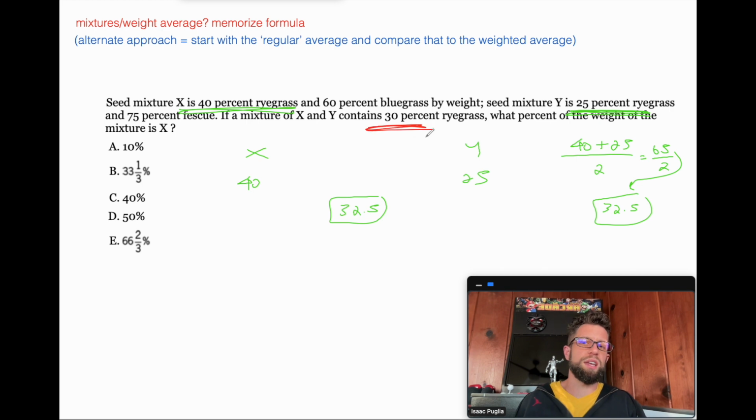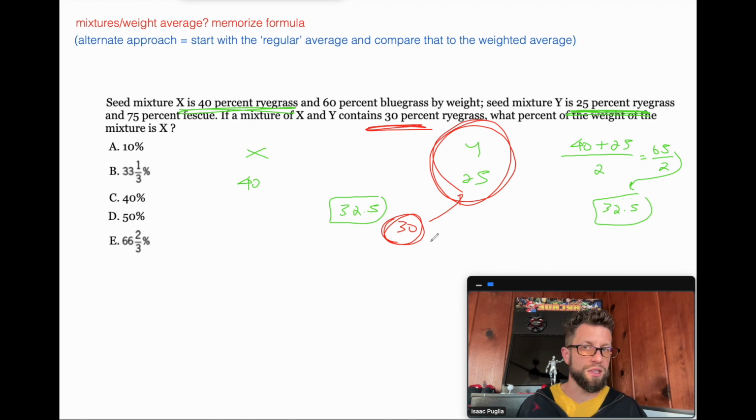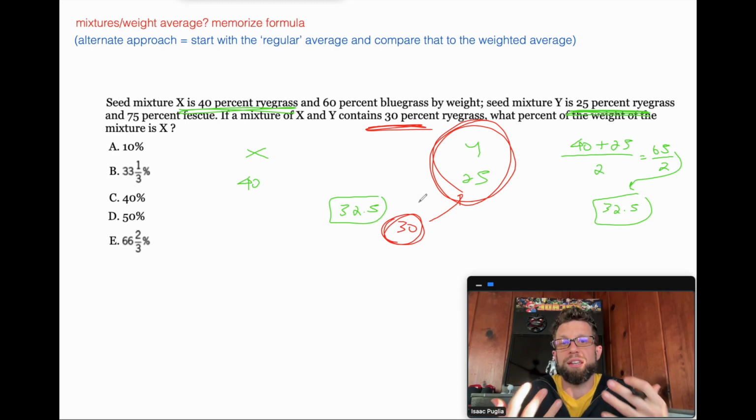But that's not the weighted average. What they're telling us is, in reality, the final mixture is only 30% ryegrass, which you'll notice is closer to y. And that means y has a larger weight in the situation. Y has more gravity to it. It's pulling the average down toward its y-ness, toward its 25-ness, because there's more of it in the final mixture.